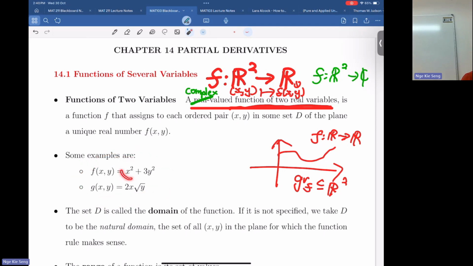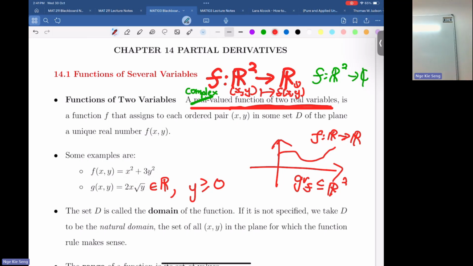Do you agree that if I take x squared plus 3y squared, we get a real number or not, if x, y are real? How about this one, g(x,y) equals 2x times square root of y? Is it always a real number or not? No. When is it not? When y is negative. So if I want to make sure this one lives in the real numbers, we need to set y to be greater than or equal to 0. If negative, we drop into complex.